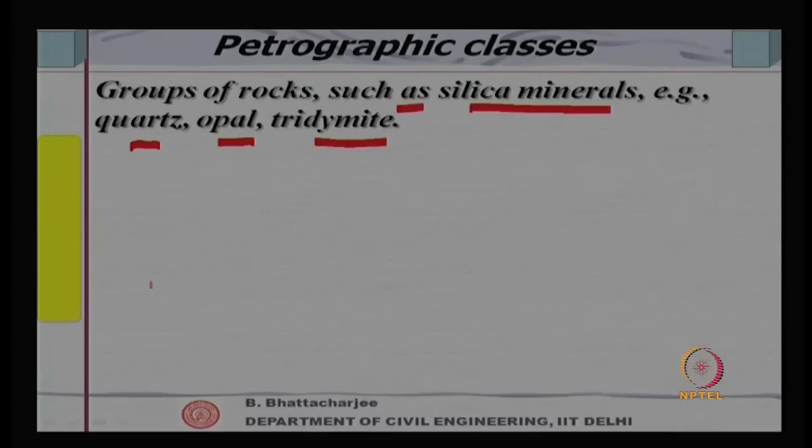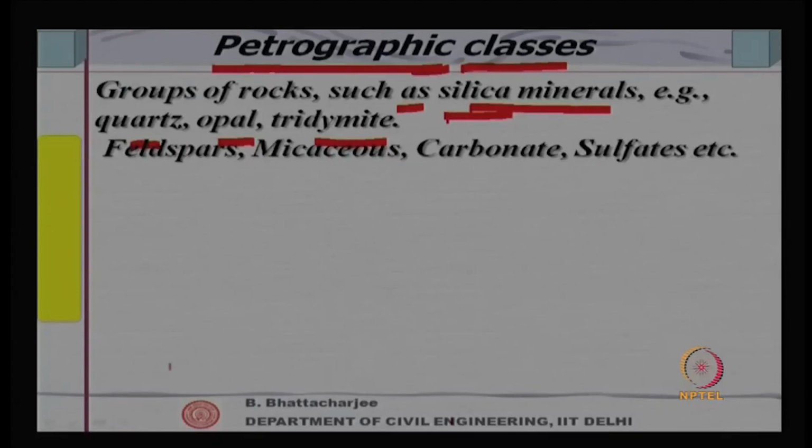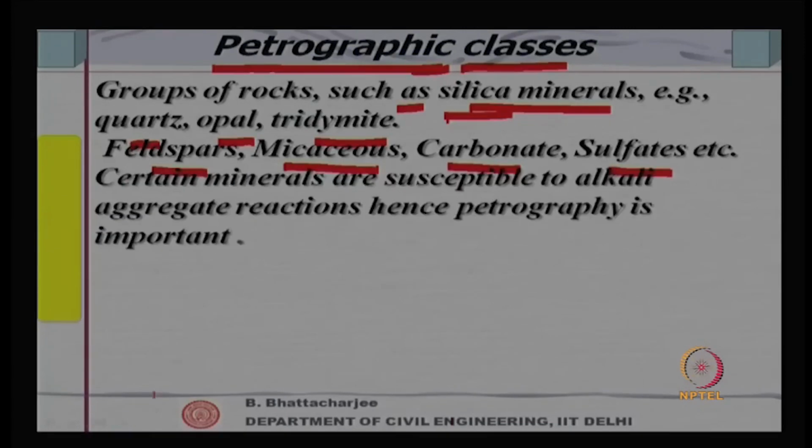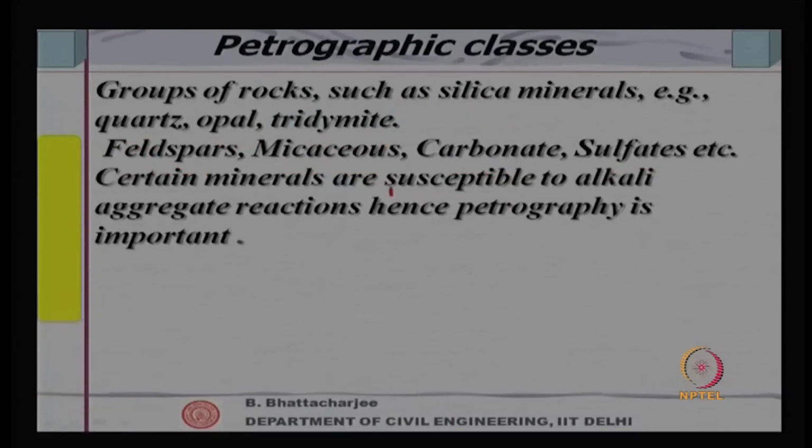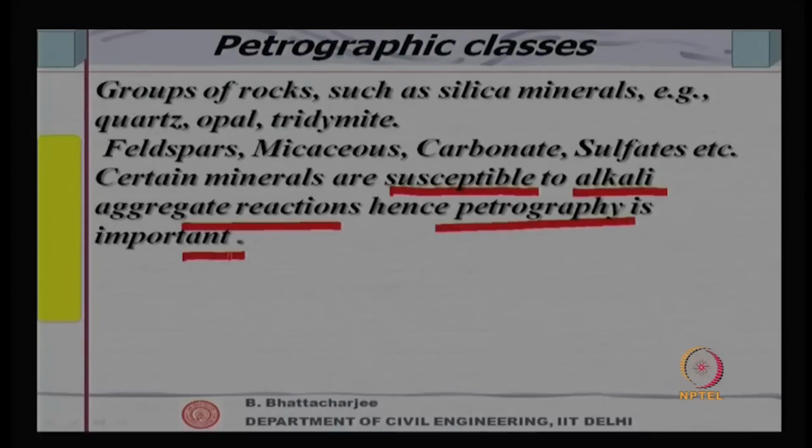So, classification on the basis of petrography, that is mineralogical classification. Petrographical classes can be in terms of minerals, for example, quartz, opal, feldspar, micaceous, carbonates, sulfates, etc. So, you can classify them in this kind of terms. Now, certain minerals have a little bit of problem, that is they are susceptible to what is known as alkali aggregate reaction, hence petrography is important. Because of the durability issue, petrography is important when an aggregate is used for the first time.